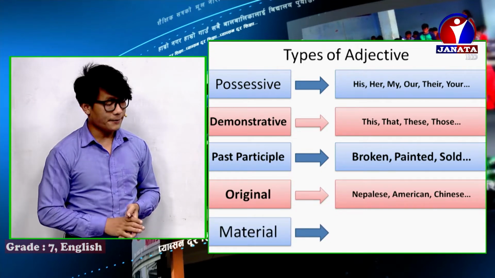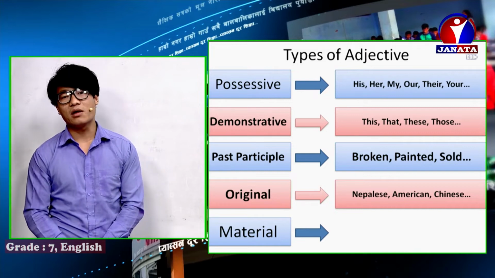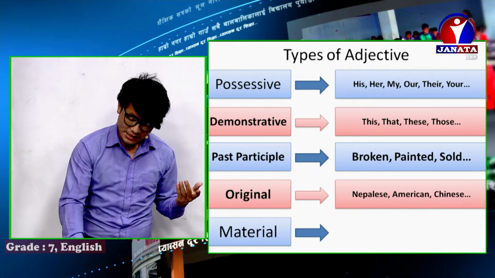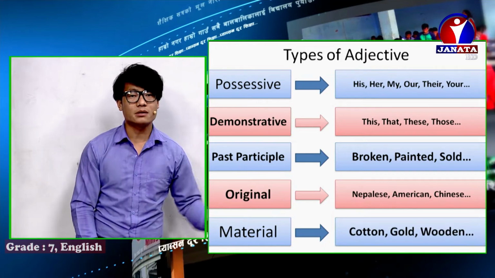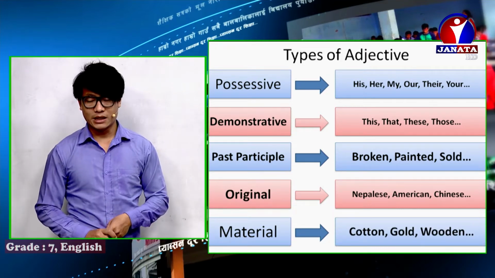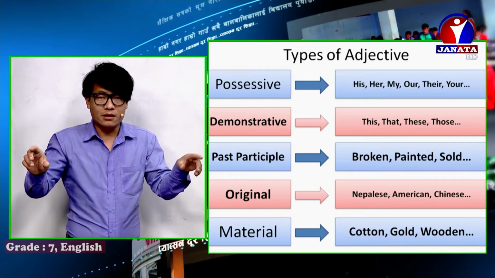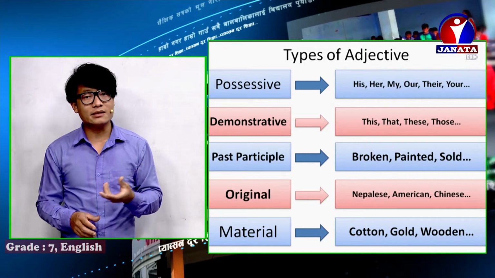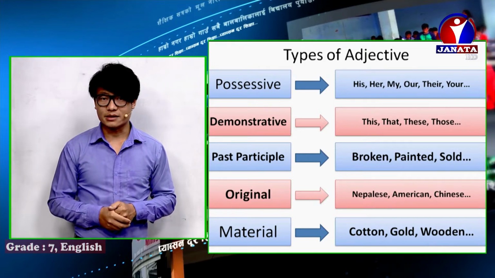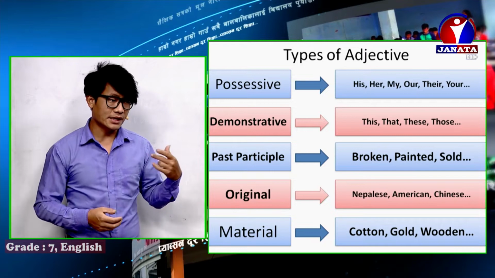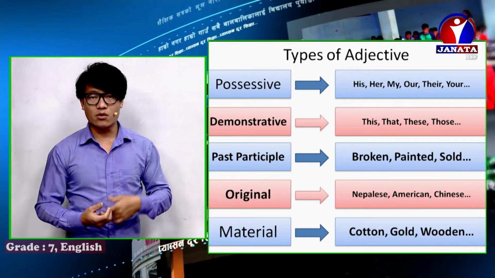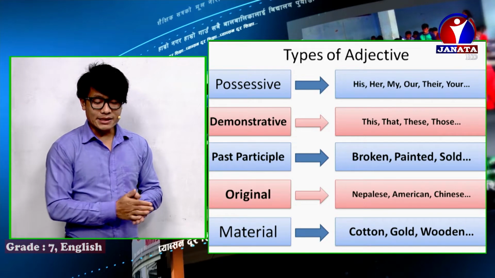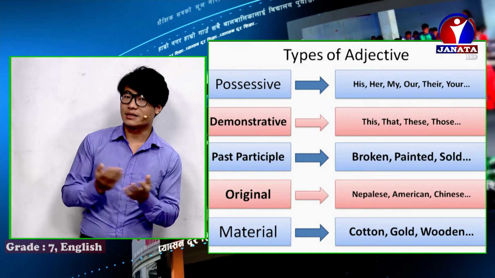Okay, and there is the material adjective. This is the last. Material adjectives, and what are they? Let me show you. Like cotton, gold, wooden. Like a wooden table. Table is a noun, and wooden is an adjective, and this is a material adjective. Like you can say iron gate. Gate is a noun, and iron is a material adjective. So these are the types of adjectives.